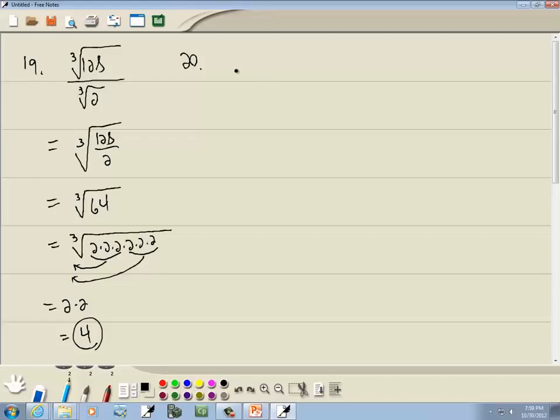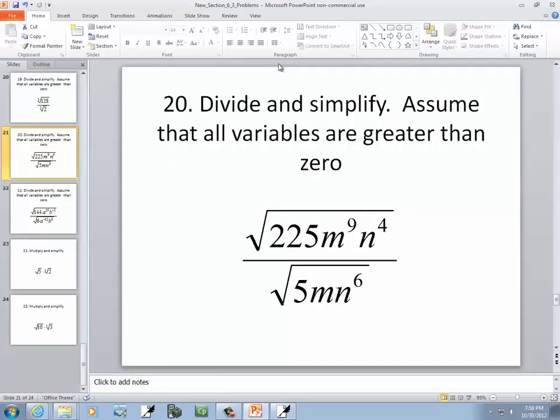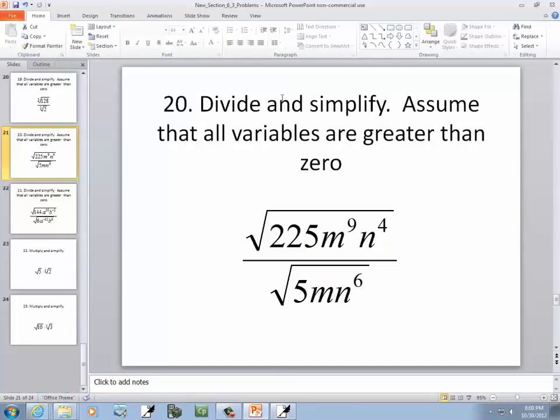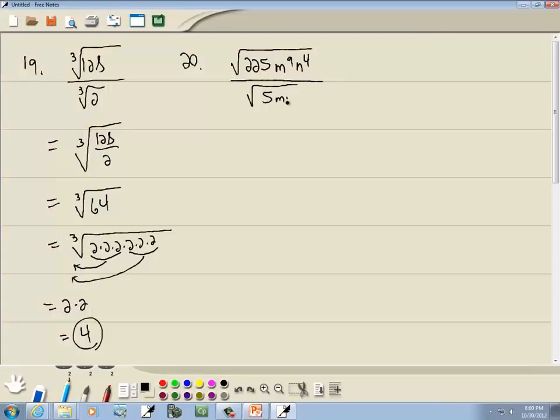Let's take a look at this one. Got square root of 225 m to the 9th n to the 4th over square root of 5 m n to the 6th. Now sometimes, of course, the main problem is we can't have a radical in the denominator. But sometimes you can see that if you have a radical on top and a radical on the bottom, if you merge them together, they would simplify a little bit. And that's what this looks like.